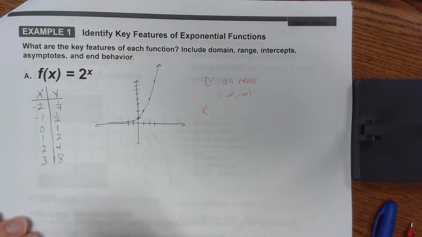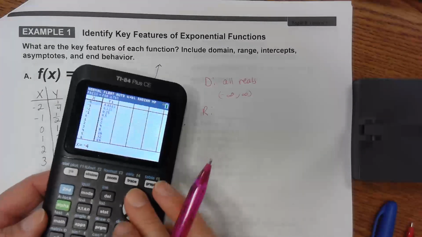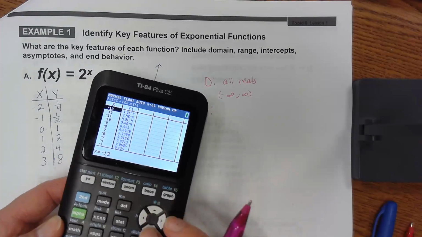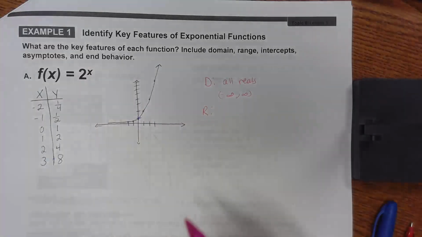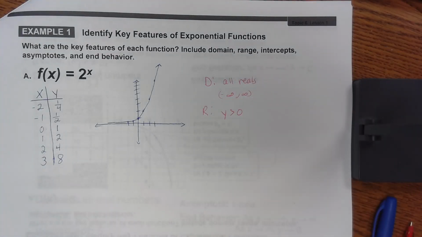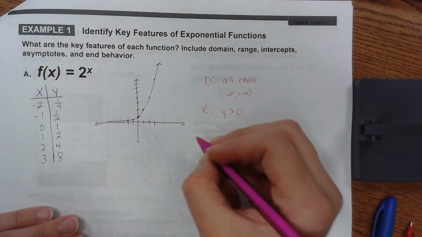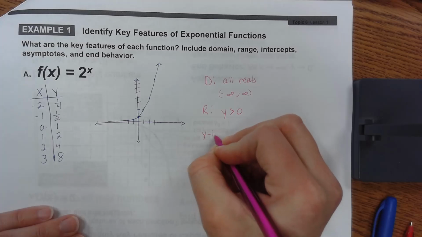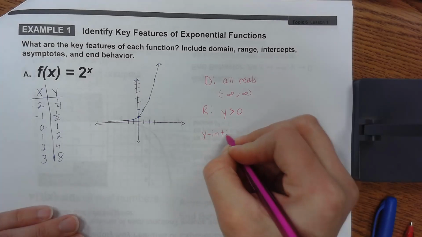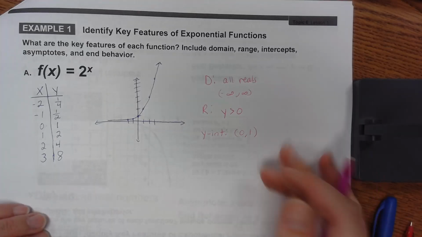Our range, what's the lowest we can go? And we're approaching, right, even on my calculator I can see it probably a little bit better. We're going to approach 0. So y has to be greater than 0. It is not equal. It's not going to equal it. Okay. We got our intercept. So we have our y-intercept. That is the coordinate 0, 1. Okay. We do not have an x-intercept.